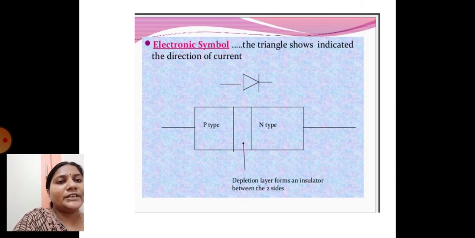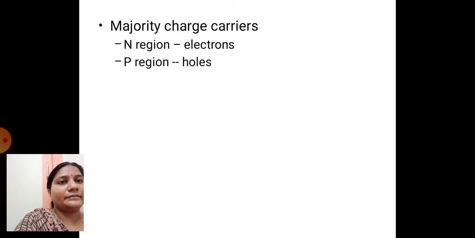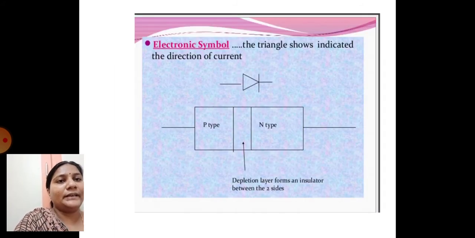Coming to the depletion region, when we combine a P-type semiconductor with an N-type semiconductor, a layer is formed that is known as the depletion region or depletion layer. We already know that in an N-type semiconductor, electrons are the majority charge carriers and holes are the minority charge carriers. Similarly, in a P-type semiconductor, holes are the majority charge carriers and electrons are the minority charge carriers.